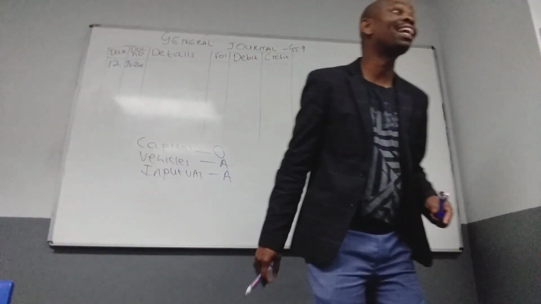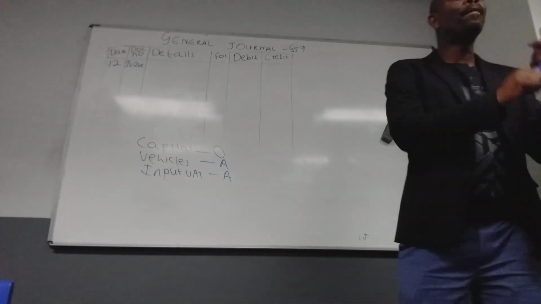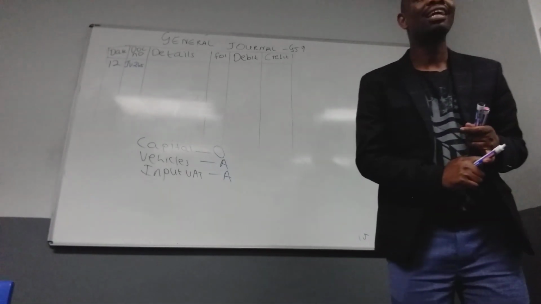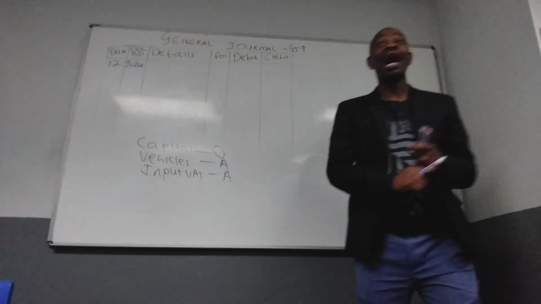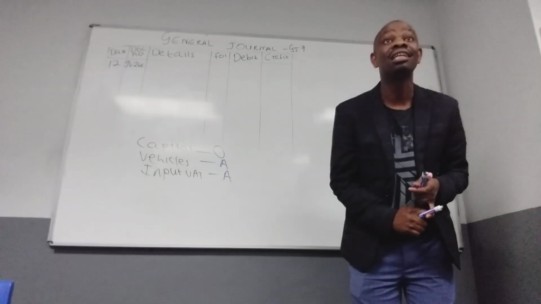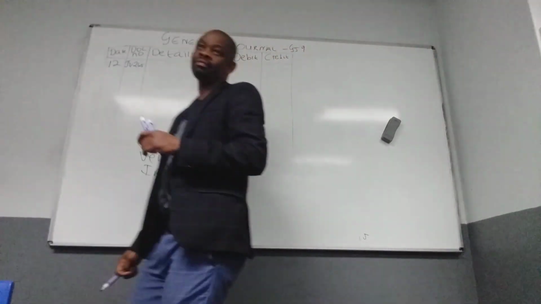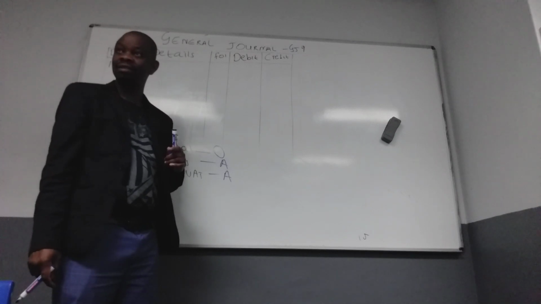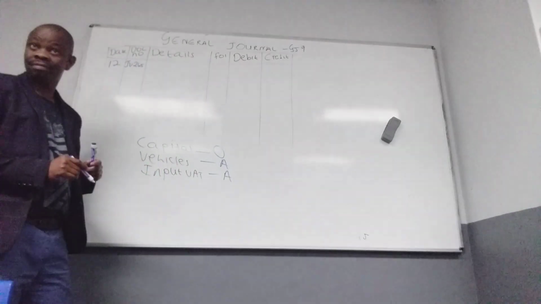Guys, you can write the notes every time. Doesn't matter. Input, claimable. They are assets. To be specific, current assets. Output, liabilities. To be specific, current liability. Don't forget. Are we together? Yes.